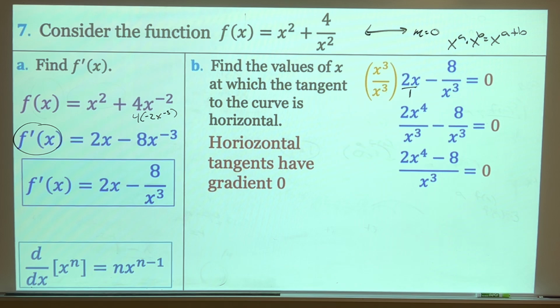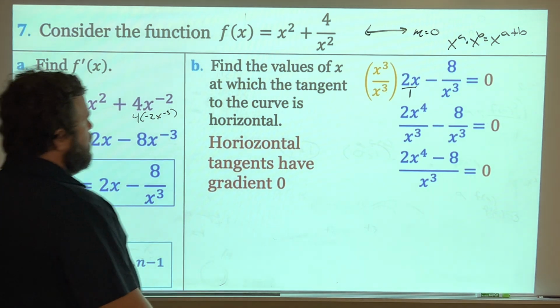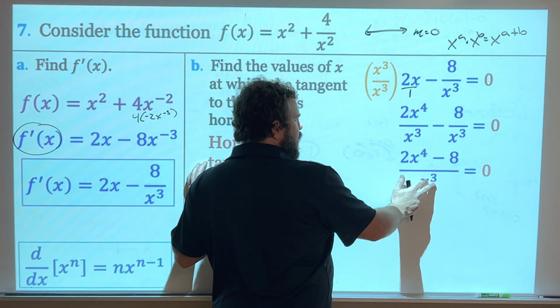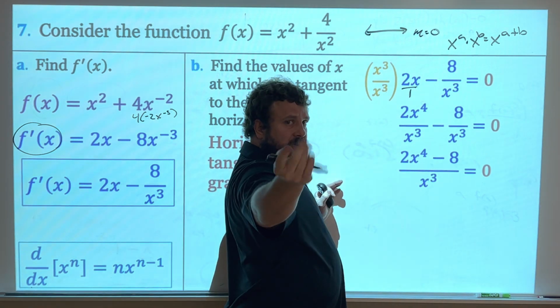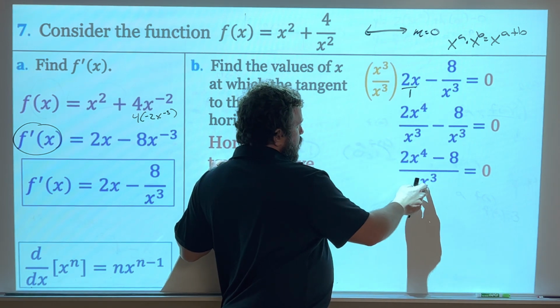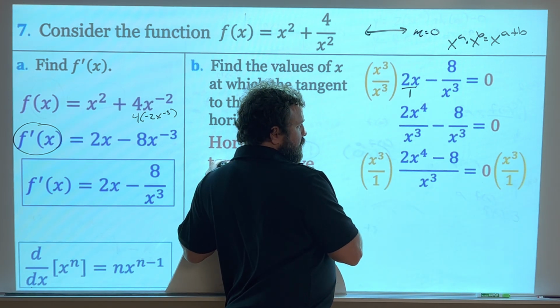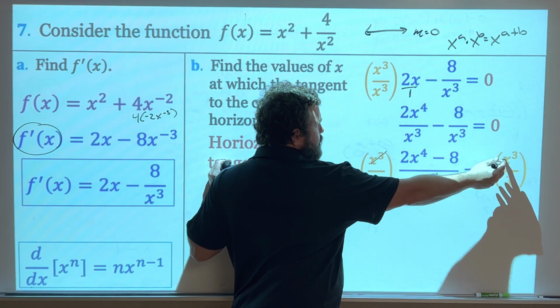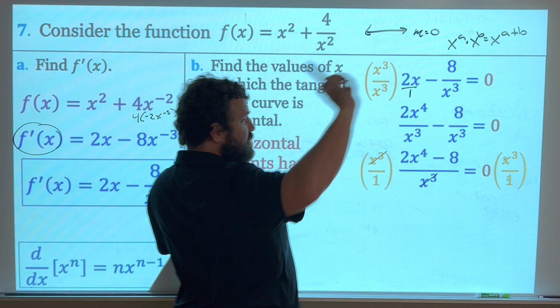Now, I want to set this equal to 0. Since I want to set this equal to 0, what has to be 0, the top or the bottom? Well, if the bottom is 0, my answer is undefined. So I can get rid of this. How do I get rid of this x cubed? Multiply both sides by x cubed over 1. That cancels out. 0 times x cubed over 1 is 0.